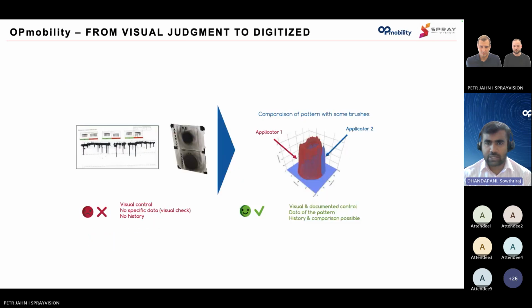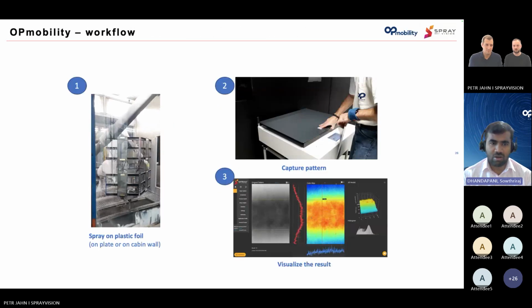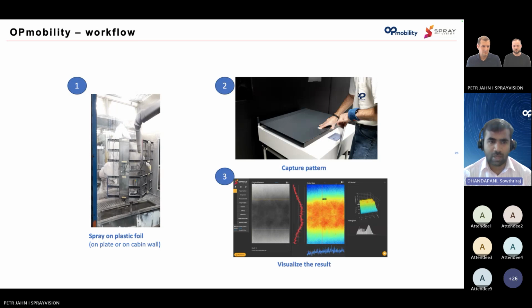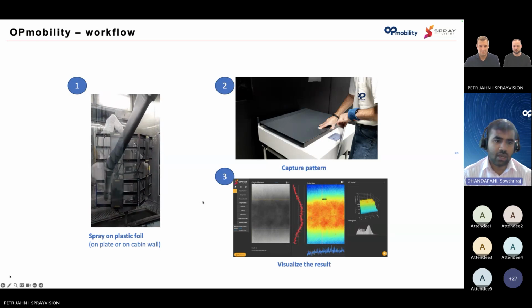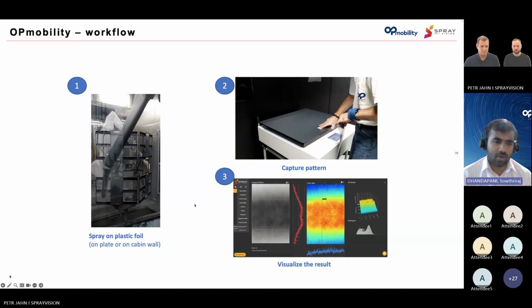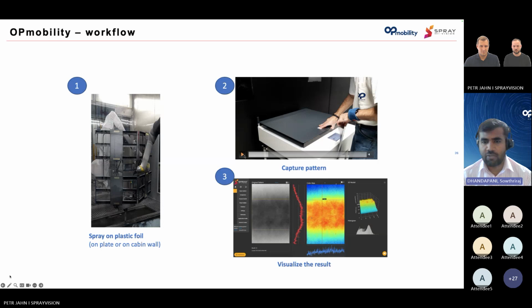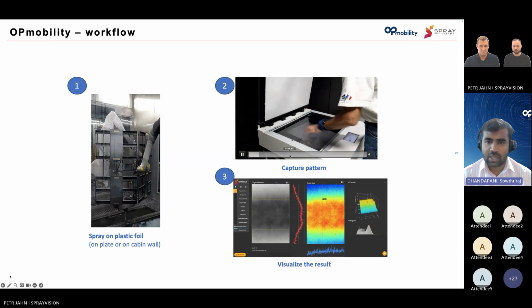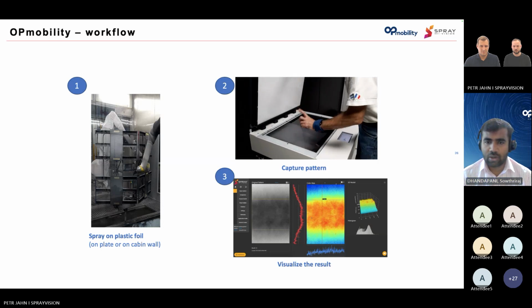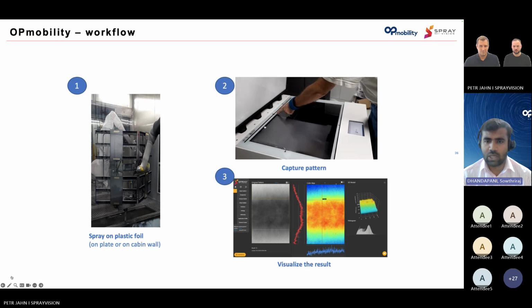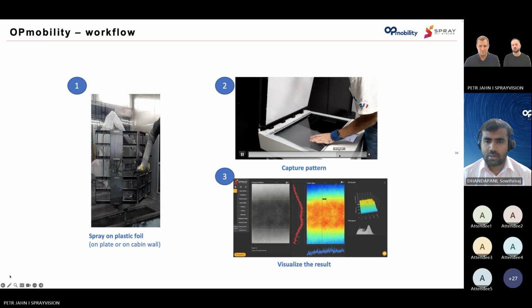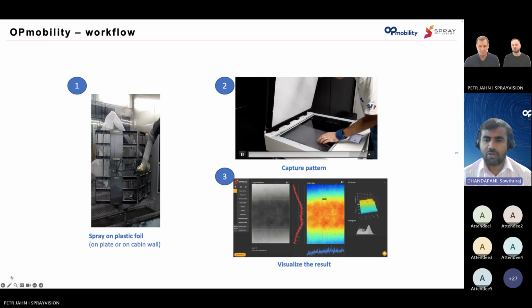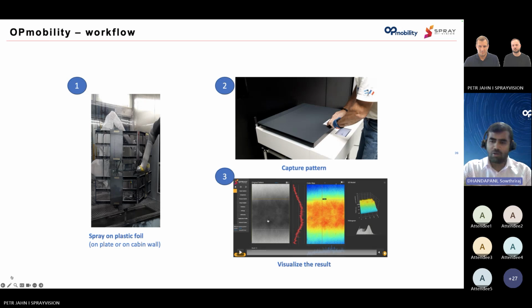So if we move to the next slide, this is our workflow. Probably you may know it. We paint on the plastic foil in this setup in one of our plants. It could be different, but basically we paint and then we put it in the SprayCapture. And once we put it, we go to the software. So basically what we are explaining is to keep in the limit, not to cross the limit.